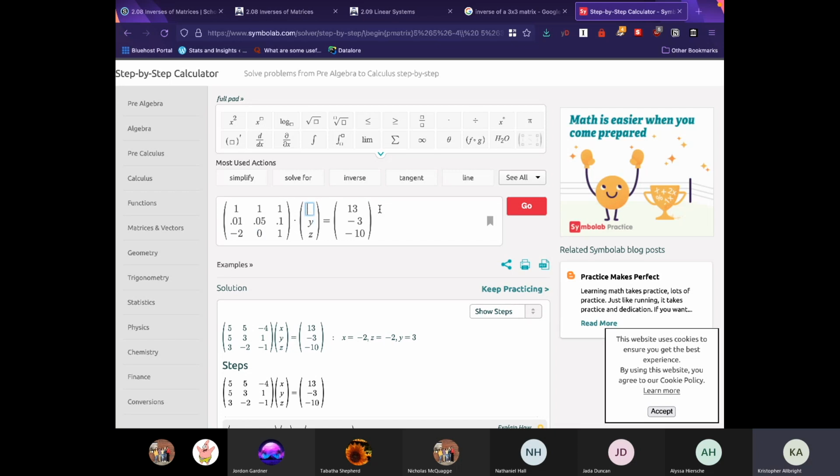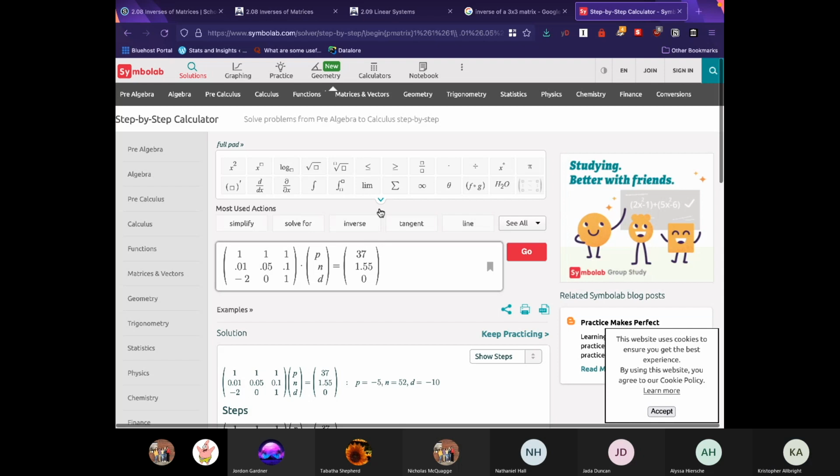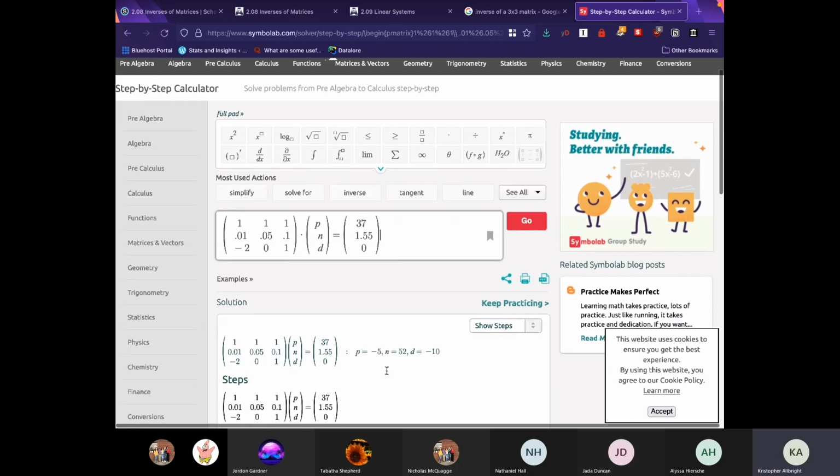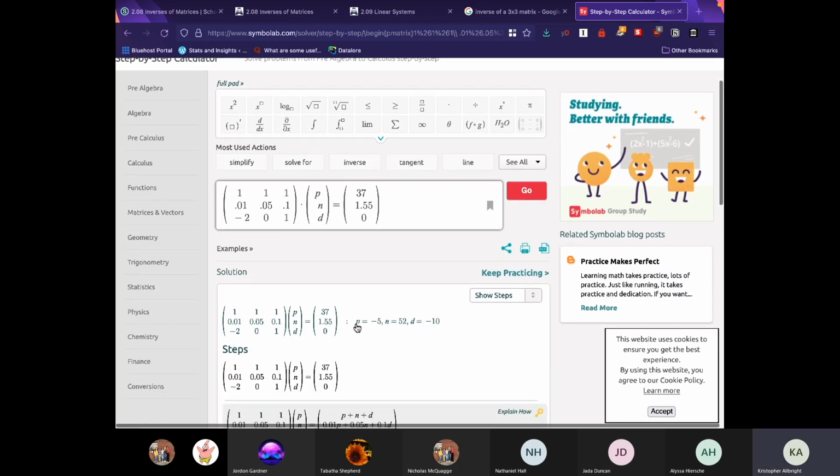So we will change this to be pennies, nickels, and dimes. And then we need 37, 1.55, and 0. Yeah. So this is what it gives us.